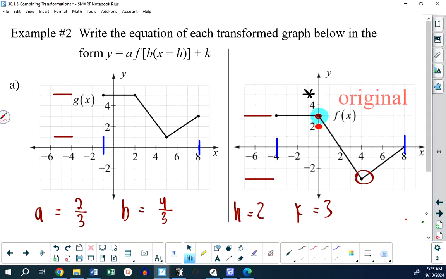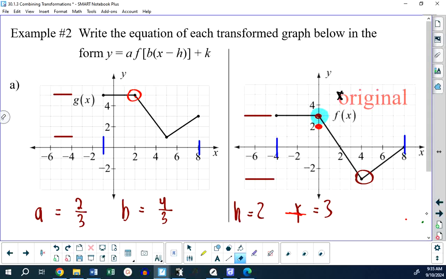Where is it I want that point to be? I want it to be here, at 2, 5. Well, how do I do that? I take that red point and I shift it 2 to the right and 3 up.